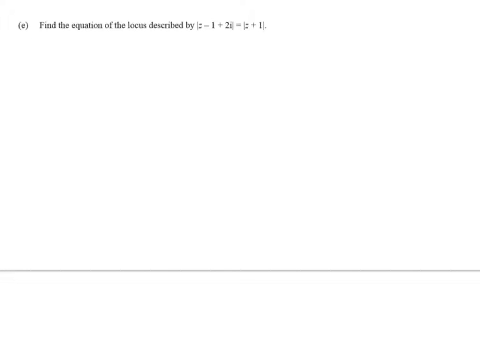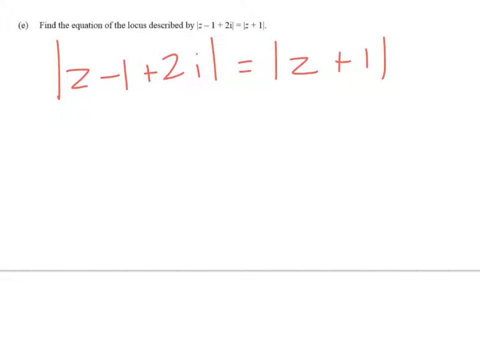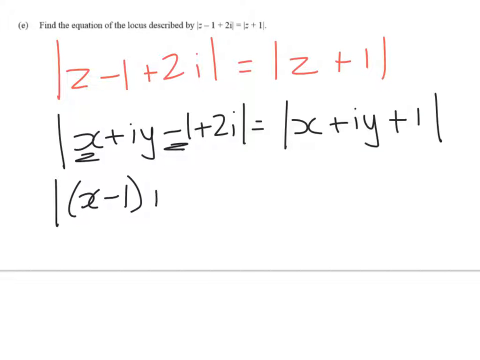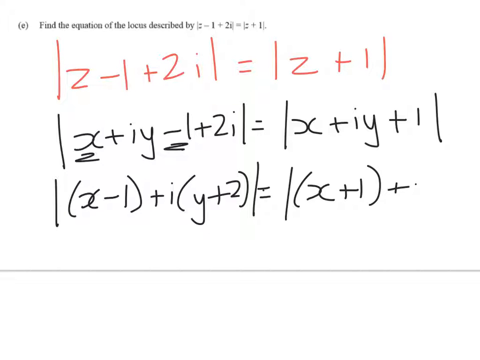Right, so find the equation of the locus described by this. So I've got |z - 1 + 2i| = |z + 1|. I'm going to do it first and then I'll talk about what it means geometrically. So I'm going to start by writing z as x + iy, minus 1 plus 2i. So we're looking for the set of x's and y's that are going to make this relationship true. So the way to do this is just to reorder them so that we've got the real part first, x minus 1, plus i times y plus 2, and then this side we've got x plus 1 plus iy.